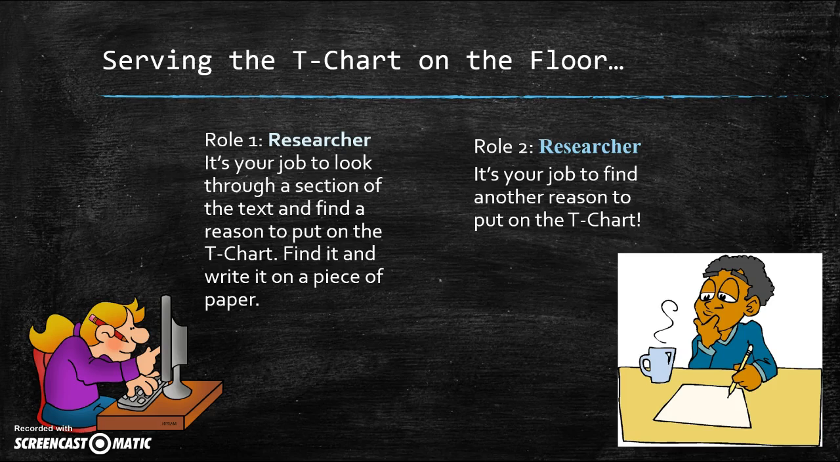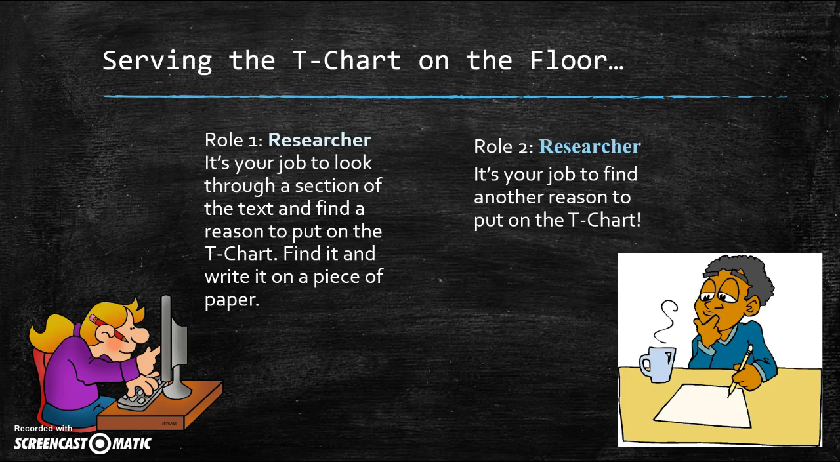Now the first role is that of a researcher. The researcher is supposed to look through the text and find at least one reason to put on the T-chart. This would be an argument that you find. Look and see if it's an expert opinion or a statistic. Those are always really good reasons. But then especially make sure that this goes back to the main overarching question that we're asking for this T-chart. Should the government tell schools what kind of lunch menus they can have? That's our overarching question, right? So if it's meaningful, it's going to relate to that.